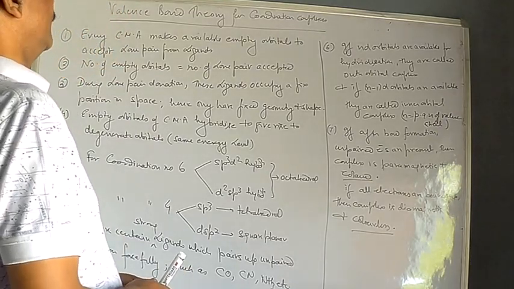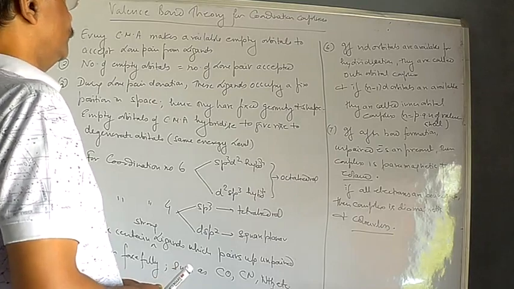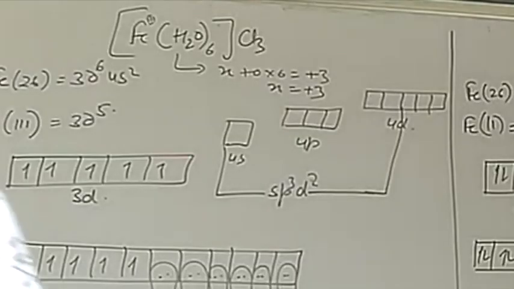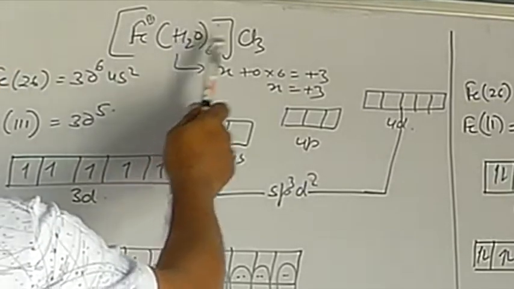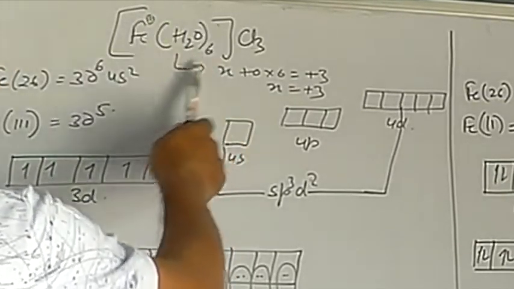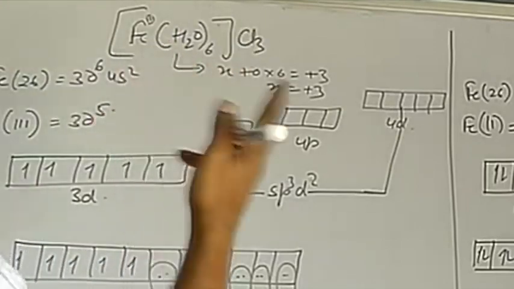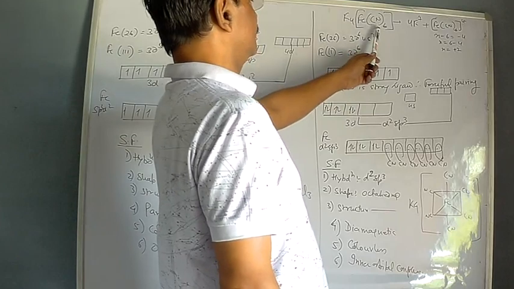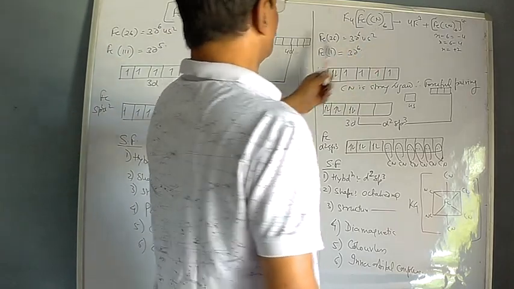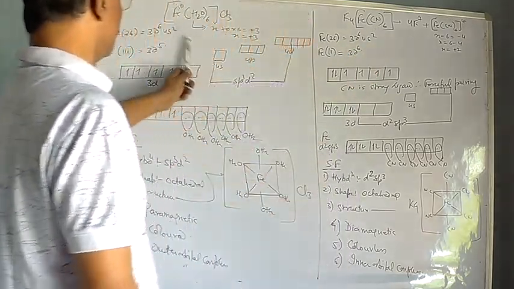Now class, we are going to take examples of valence bond theory. We are going to take 2 examples here. [Fe(H2O)6]Cl3. Here water is acting as a weak ligand, as I have told you, only 3 are strong: CO, CN and ammonia. And in the other case, we have taken a strong ligand, CN. So we will do one by one. Let us focus here.